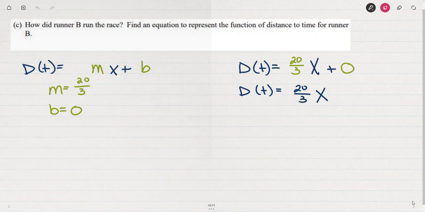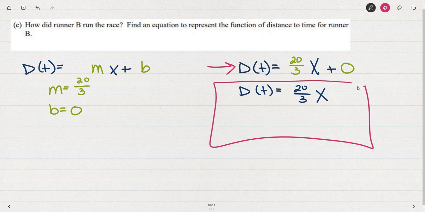Once we know that the slope is 20 over 3, and we already had that the y-intercept b was 0, we could put these into the function, and we'd have the distance with respect to time is 20 over 3 times x plus 0. And then our final answer, we don't need the plus 0. We could drop that from our response and just have the distance with respect to time is 20/3 x.